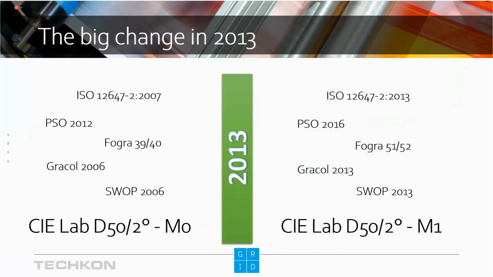If we look at the history of the standards, we see that there was a big change in 2013. The ISO or PSO standards, and also the FOGRA characterization tables, changed in 2013 to the new versions. Even so, a lot of customers and companies are still working in accordance with the old standards. So for us, it's also important to support both versions, the older ones as well as the new ones.